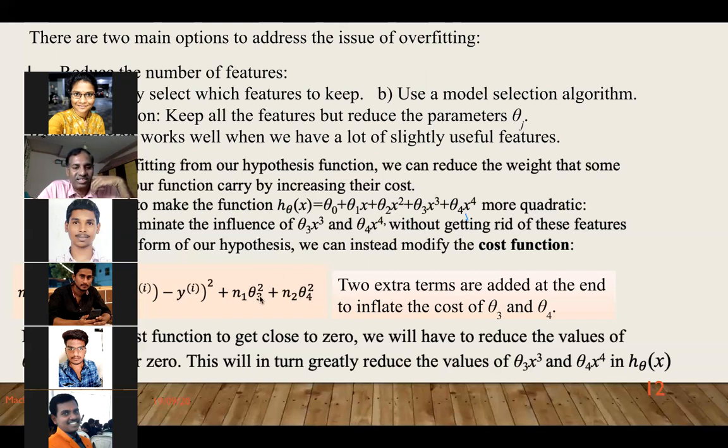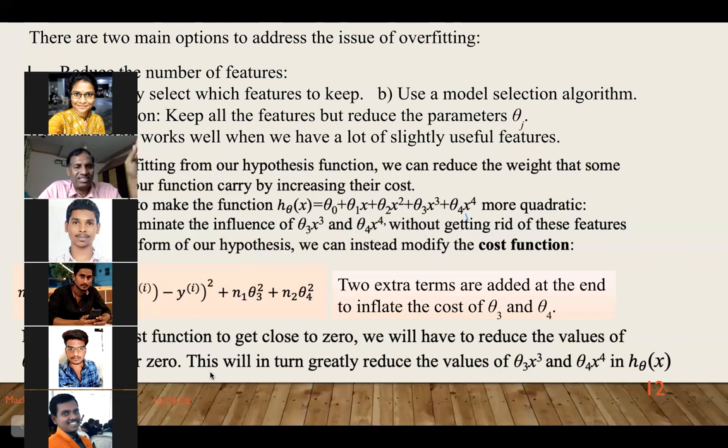So if theta 3 is becoming high, then your cost also will become more. That's why minimizing theta also forces you to get thetas where theta 3 and theta 4 are small. Two extra terms are added at the end to inflate the cost of theta 3 and theta 4. So for the cost function to get close to 0, we will have to reduce the values of theta 3 and theta 4 to near 0.